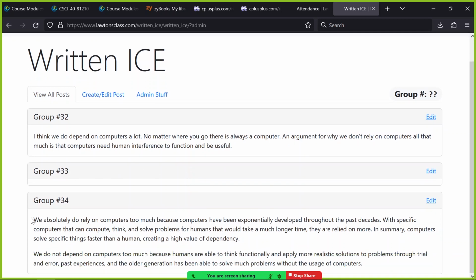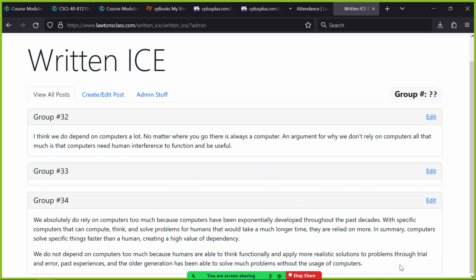Let's take a look at group 34. Thank you for submitting, those of you. I think some of us are still working on it. So we do rely on computers too much because we've just been using them more and more. We've gotten used to it, I guess. That's a good way of saying it. They can do the computation. That's what we invented computers to do. They can do all the math for us. And we definitely like that, and we want to keep them around because of it.